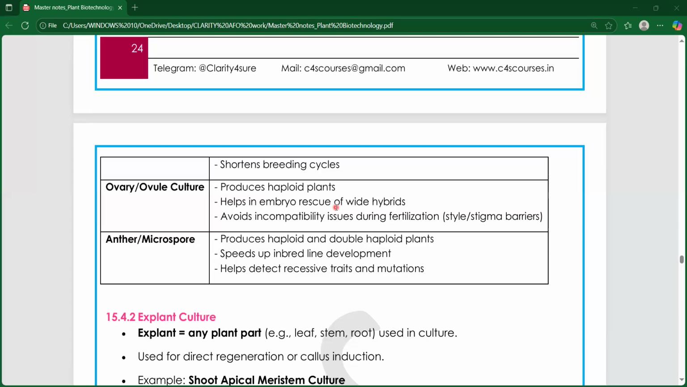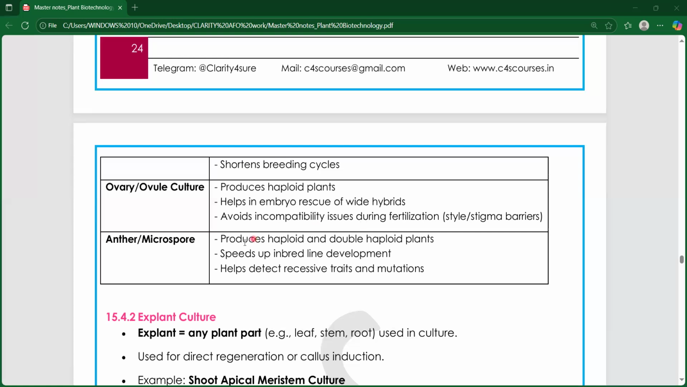Then it also helps in the facilitation of in vitro fertilization, where pollen grains can directly be applied to the ovules in the culture medium, bypassing the stigma or style incompatibility issues. So in this way, you can use the ovule and ovary culture. Then lastly, you can also use it to produce distant hybrids that cannot be produced under natural pollination conditions. So in this way, you can use this type of culture.